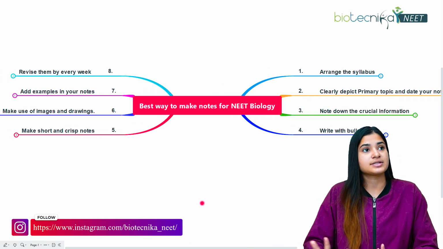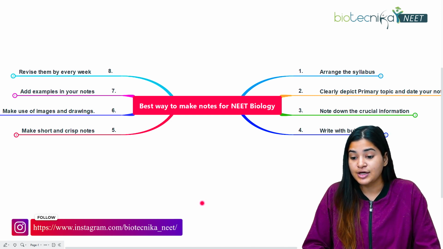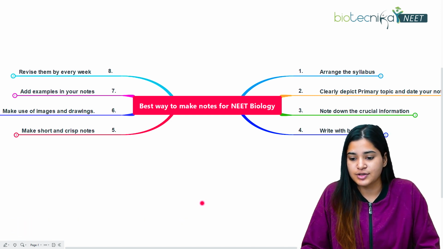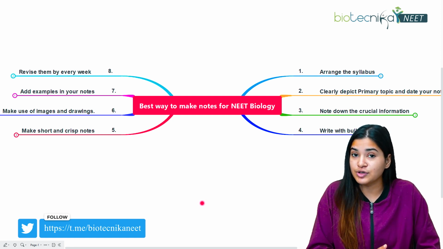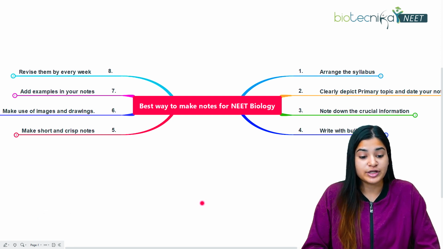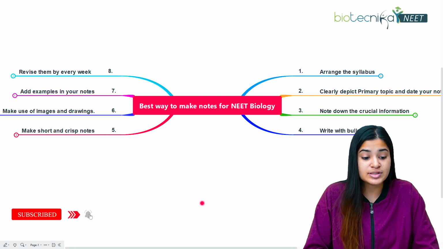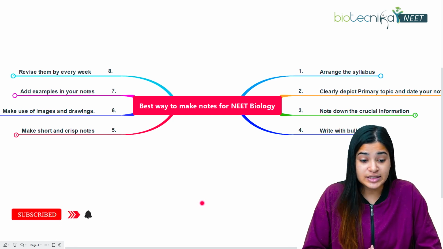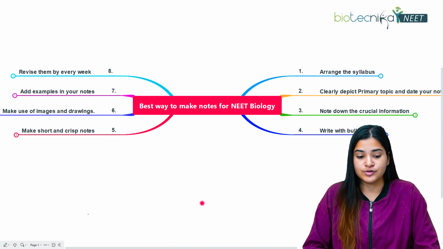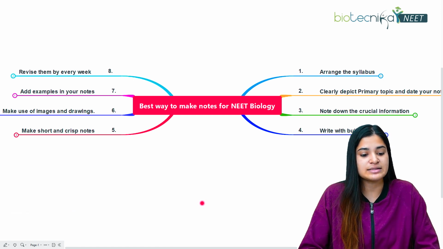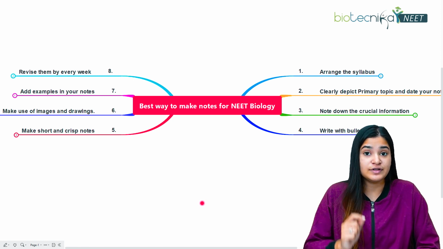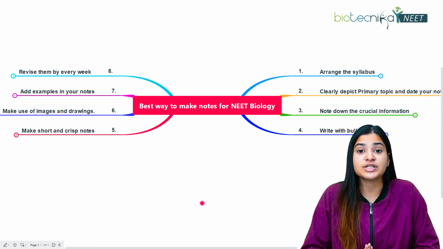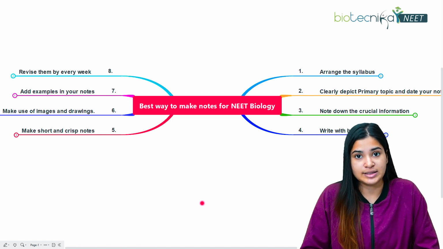So we have enlisted 8 points here, which you can see. I have arranged them in such a way that you can see. Okay, so arrange the syllabus, clearly depict the heading and subheading, note down the crucial information, write with bullet points, make short and crisp notes, use neat images and diagrams, add examples in your notes for your remembrance, and then revise every point that you have mentioned in the notes every week, because revision is the most important parameter that decides how well you will score in the NEET examination.